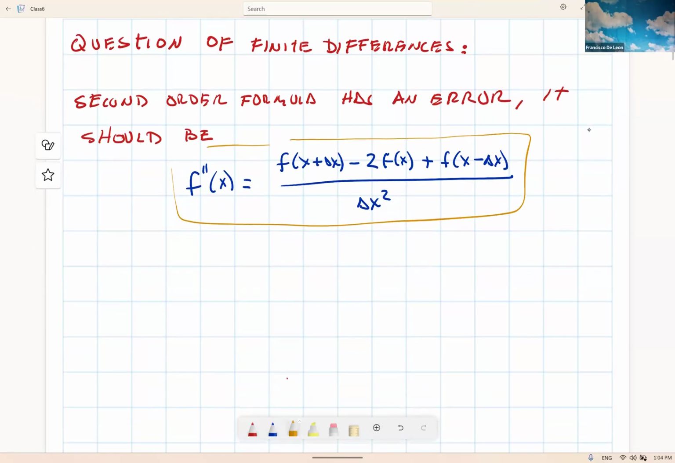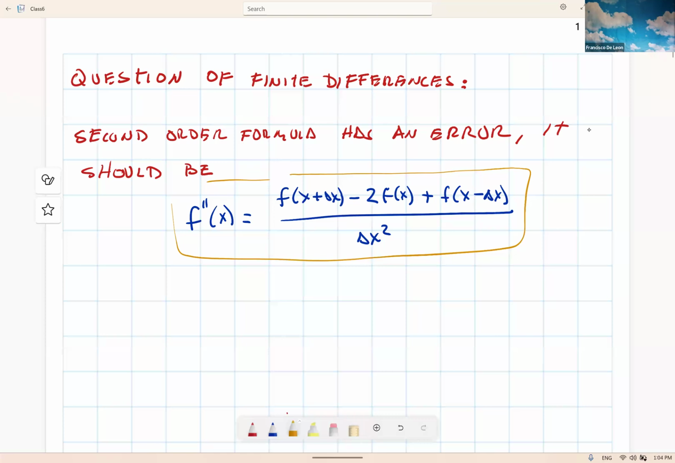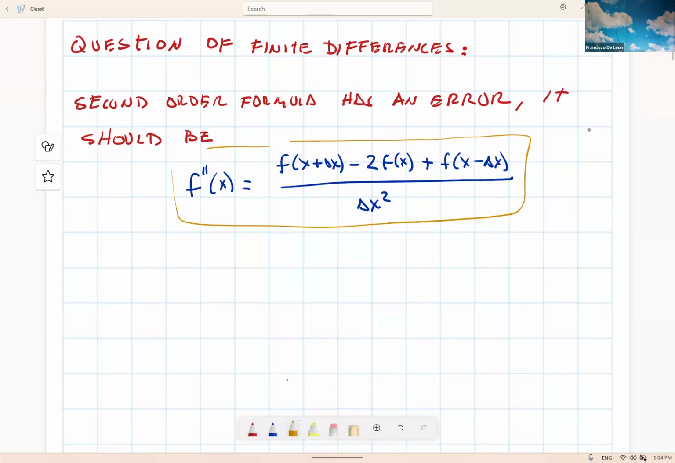Okay, so this is the correction. But there was another question, and the question is, what can we do? Well, this is the second order approximation of the second derivative of the first derivative, no? This is f double prime of f prime. No, f double prime of f of x. Okay, and what is the question or the problem?